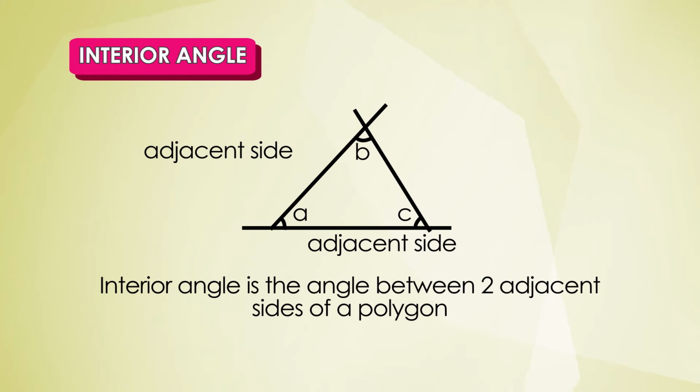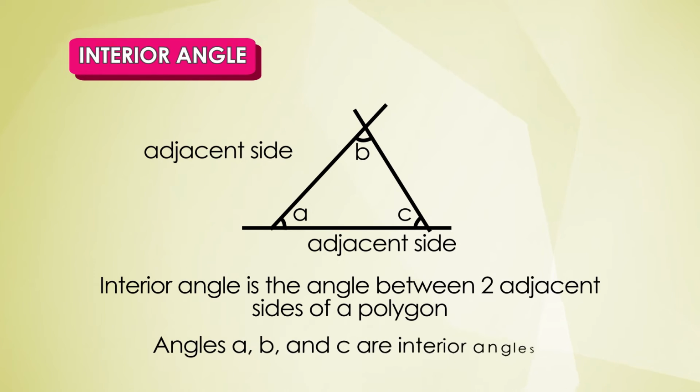Girls and boys, we have learned about polygons before, but do you know what is an interior angle of a polygon? Yes, that's right. Well done. An interior angle is the angle between two adjacent sides of a polygon. As you can see, a triangle is shown on the screen. The angles A, B, and C are all interior angles. We now know what is an interior angle.